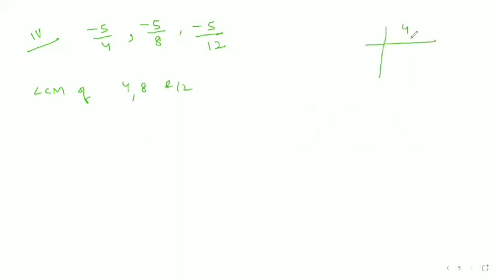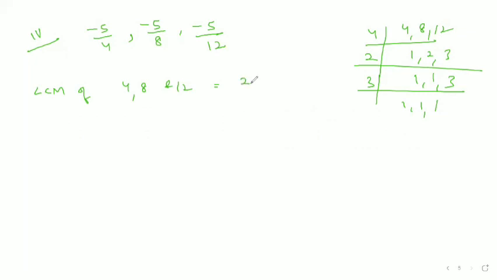So fourth part is minus 5 by 4, minus 5 by 8, and minus 5 by 12. So first step would be what? Taking the LCM. LCM of 4, 8, and 12. 4 ones are 4, 4 twos are 8, 4 threes are 12. So LCM would be what? 24.